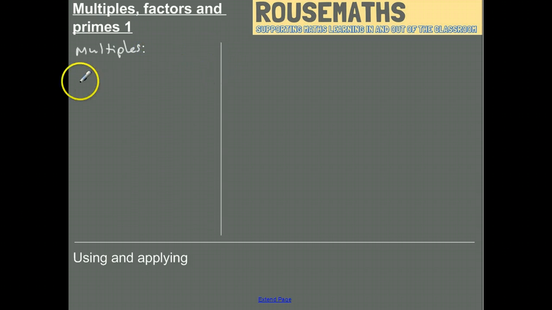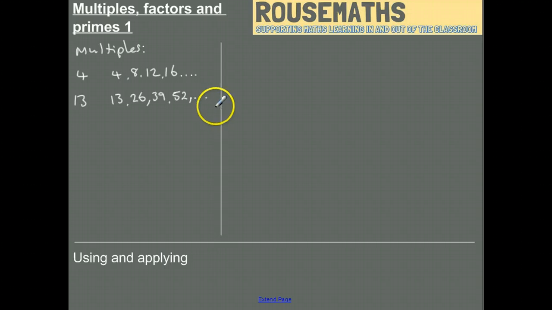If we just start by listing a few multiples of numbers, so multiples of 4 are 4, 8, 12, 16 and so on. So a multiple is a number that's in the times tables of that number. We did multiples of 13, we got 13, 26, 39, 52. So just adding on 13 each time.